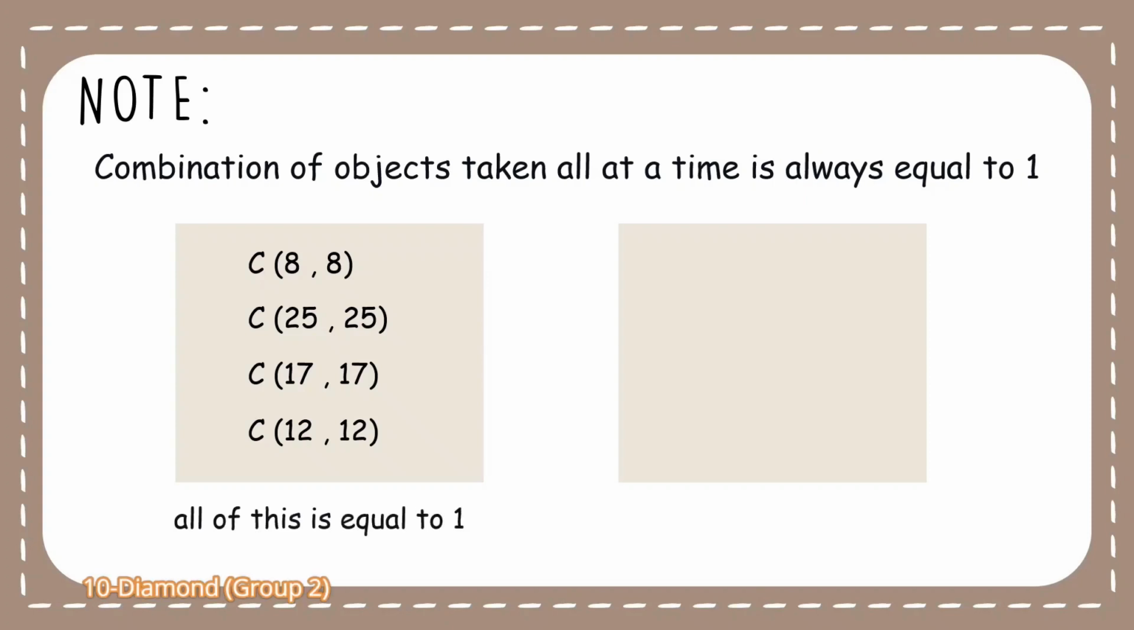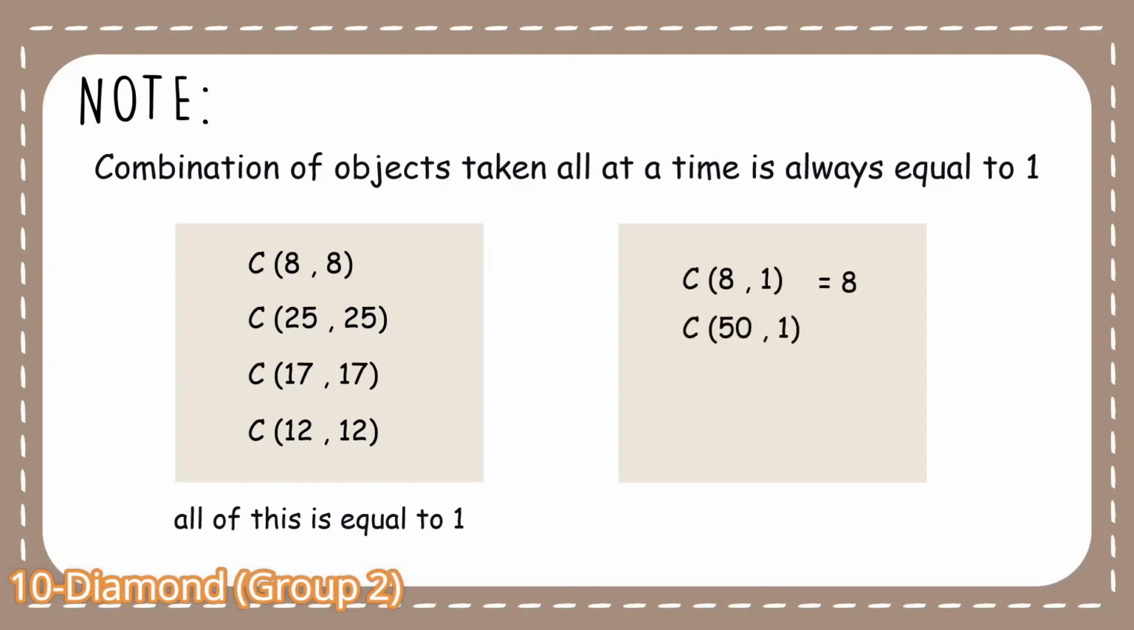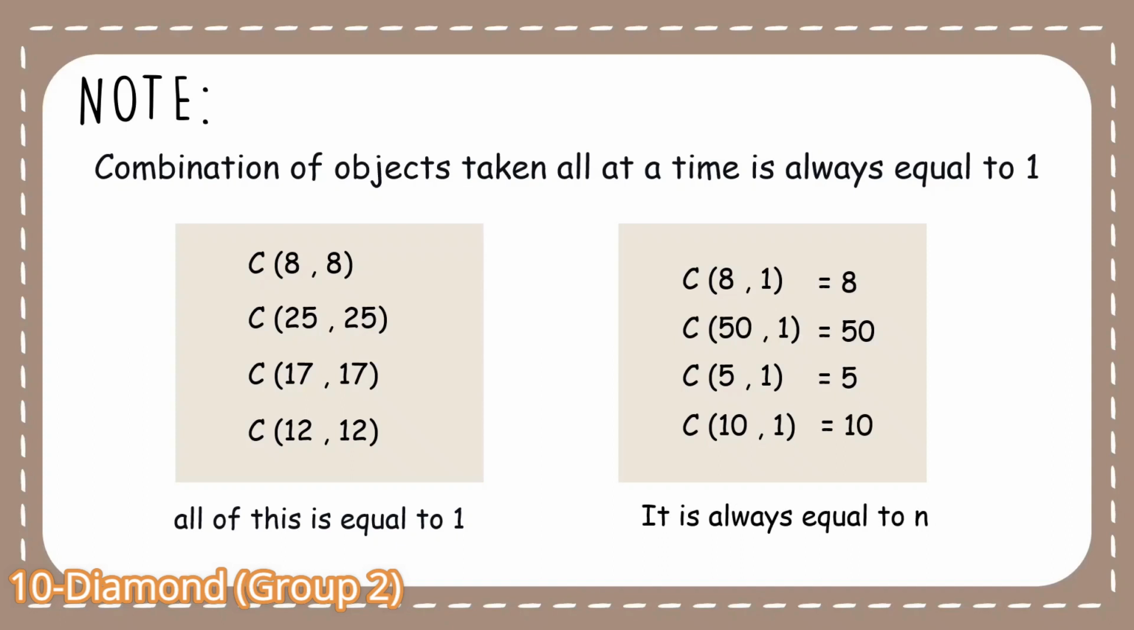In addition, for this example, 8, 1 is equal to 8. 50, 1 is equal to 50. 5, 1 is equal to 5. 10, 1 is equal to 10. It is always equal to the number of objects, or the n.